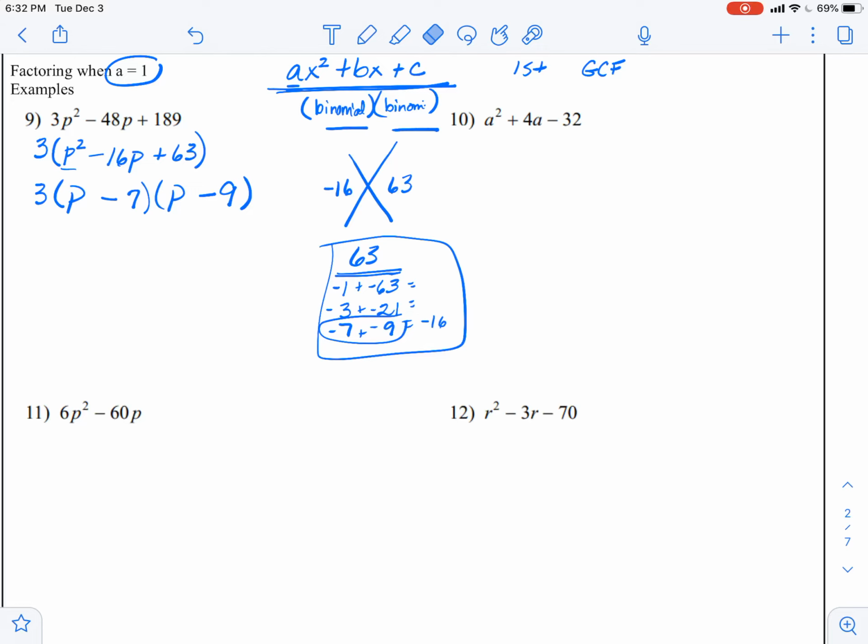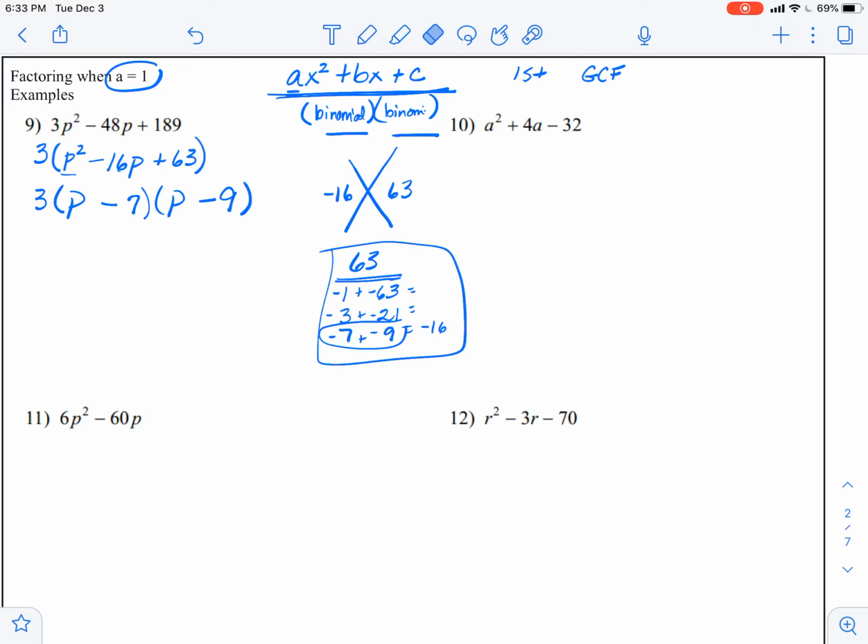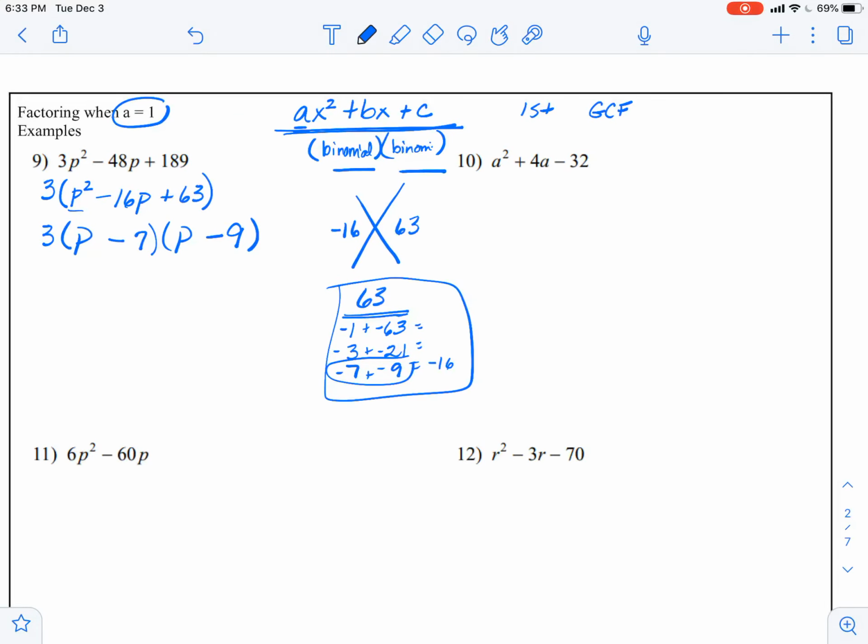Okay, number 10. Now your A is 1, so there's no greatest common factor. I already have 1. So again, I'm going to set up my two parentheses.